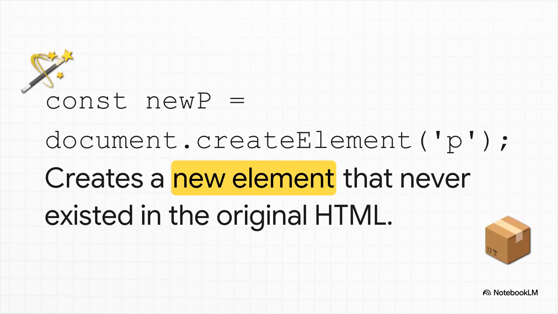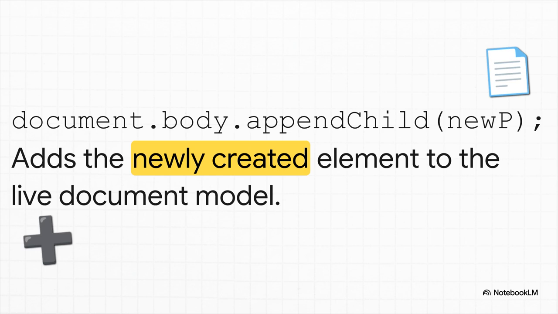Now, this is where it gets kind of mind-blowing. We can conjure things out of thin air. This spell, create element, just created a brand new paragraph element that never, ever existed in the original blueprint. Right now, it's just an object floating in your computer's memory, just waiting for an instruction. And for the final act, we take our brand new, freshly created paragraph and tell the browser to append it, to add it to the body of our living document model. And as soon as we do that, poof, the browser repaints again, and our new element just appears on the page. We literally just created content from nothing.